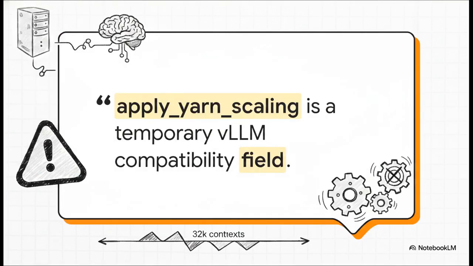Actually, one more essential pro tip for your developer pipeline. When you boot up your server, the Transformers configuration parser is going to throw a warning at you about a field called apply_yarn_scaling. Do not panic. And more importantly, do not remove it from your config.json file. It's just the temporary vLLM compatibility field, and it's designed specifically to preserve the intended rotary position embedding behavior for those incredibly long 32K contexts. It's just a quirk of the current ecosystem. So just ignore the warning and keep building.